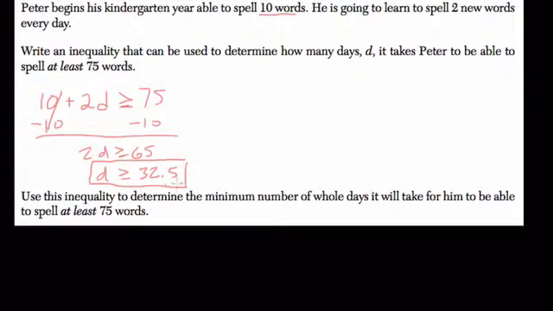Use this inequality to determine the minimum number of whole days it will take. So here they say it. What's the minimum number of whole days? Well, it's everything greater than or equal to 32.5. So the first whole day where this happened is 33, right? We round up there.